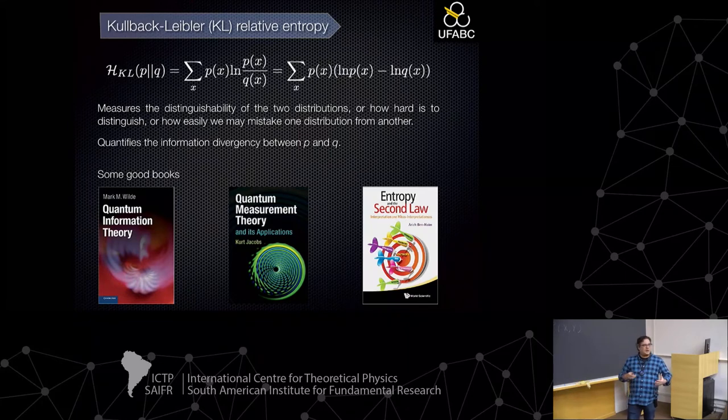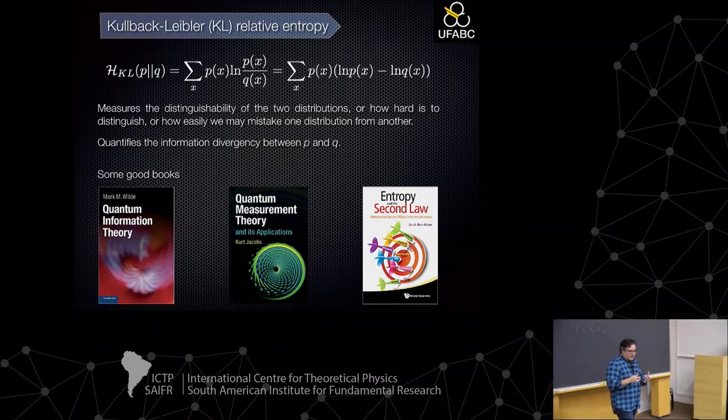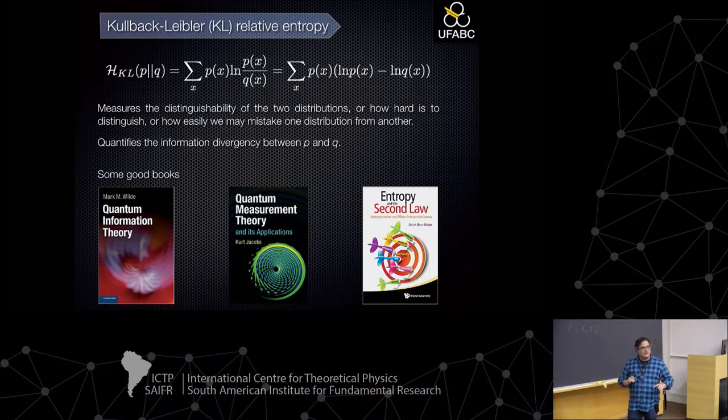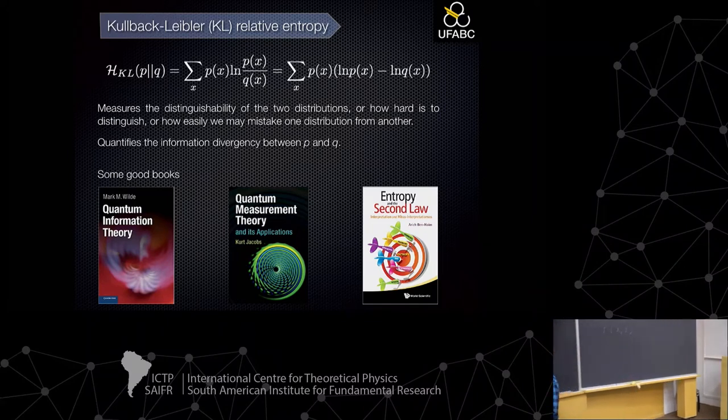There are several protocols in communication theory where this quantity appears, to describe exactly how many bits we are losing when we try to describe one distribution using another distribution that will approximate it. And this will appear a lot in quantum information in several situations. The operational interpretation of that quantity depends on the protocol. So the same quantity could mean different things in different protocols, right?